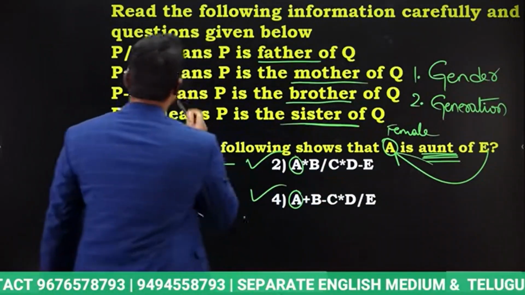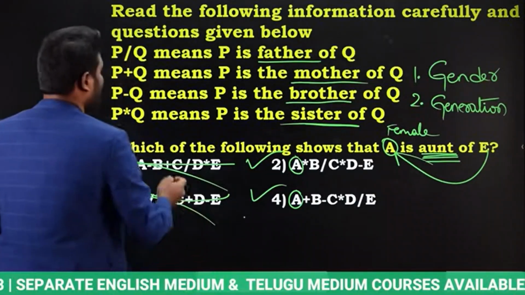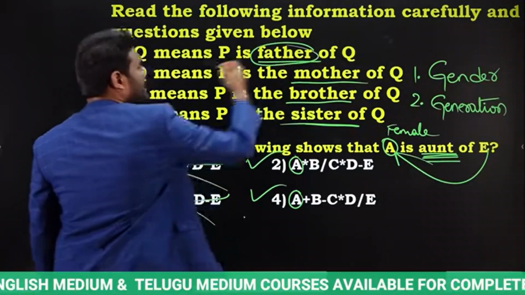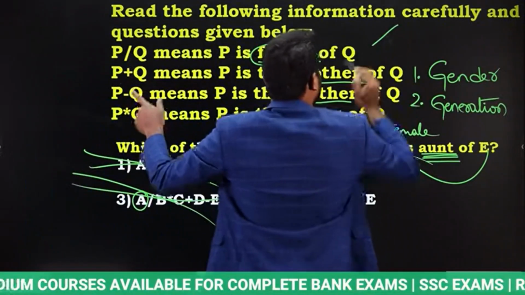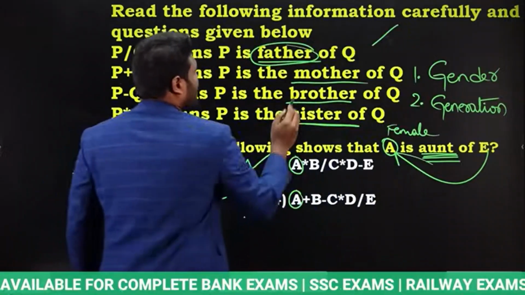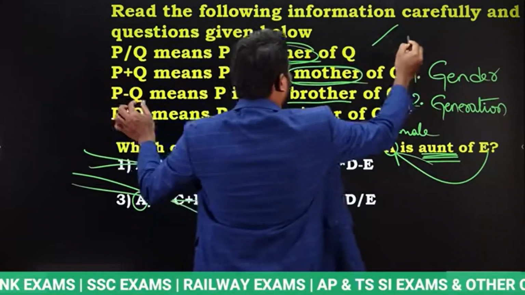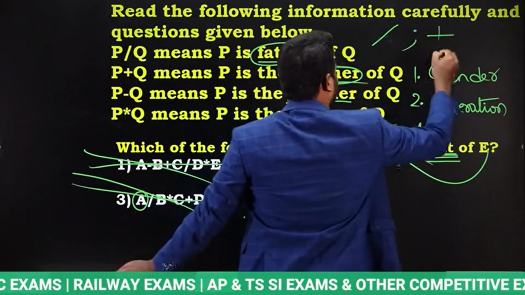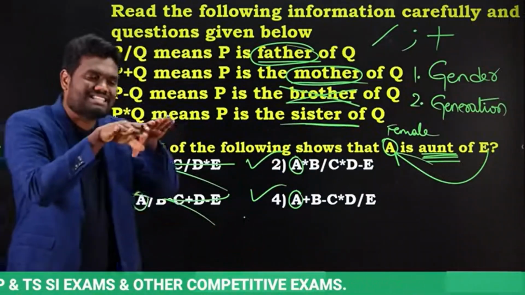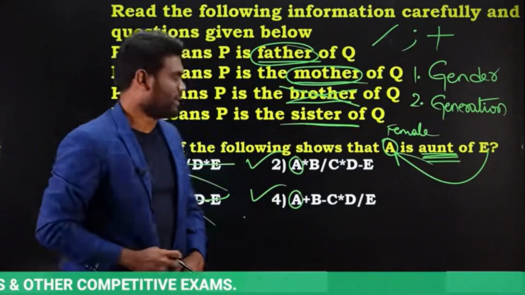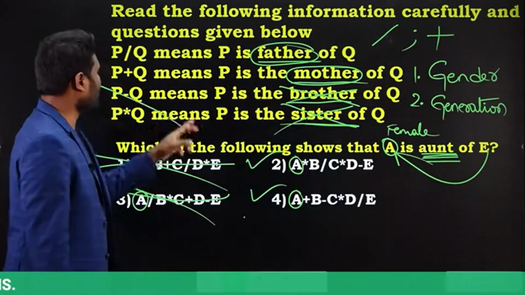Let us look here. If you look at the symbols, which symbols show a generation gap? Look here. Father means generation gap. Father is represented by slash. Similarly, mother is also a generation gap. Mother is represented by the plus symbol. Similarly, brother means no generation gap. Brother is the same generation, so not required. Similarly, sister is also the same generation, not required.